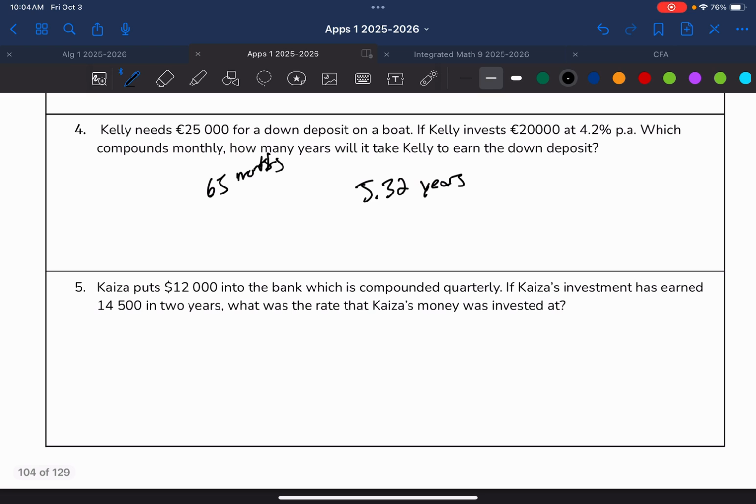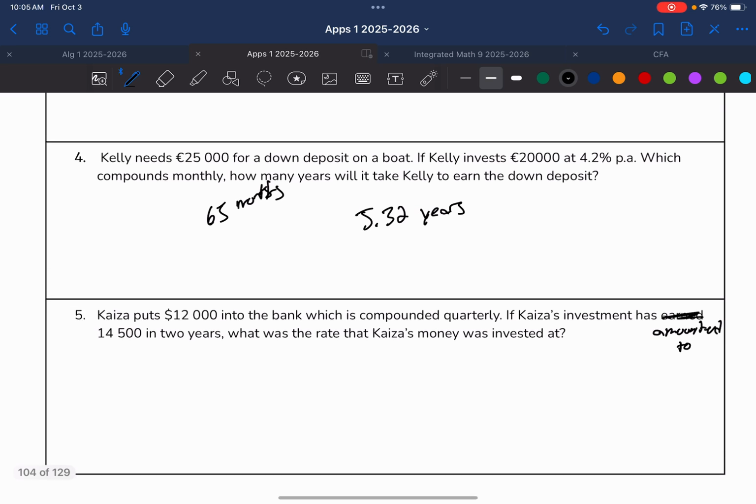All right, and then Kaisa puts 12,000 into the bank, compounded quarterly. Kaisa's investment has amounted to, I want to change the wording there, has amounted to 14,500 in 2 years. What was the rate that Kaisa's money was invested at?